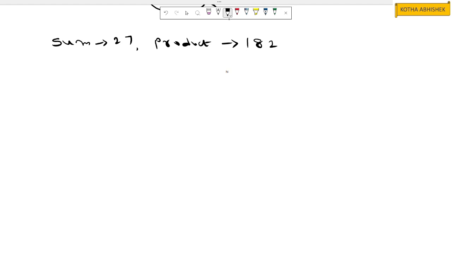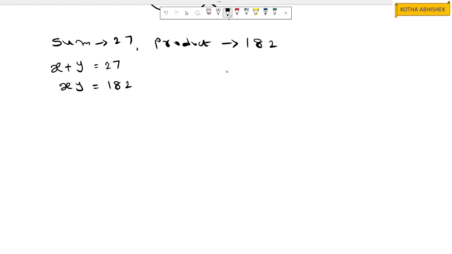Now here, sum of two numbers is 27, right? So one number I'm taking as x and another number is y. So x plus y value is 27. The same way, product of those two numbers is 182, right? So first number x, second number y, which is equals 182.